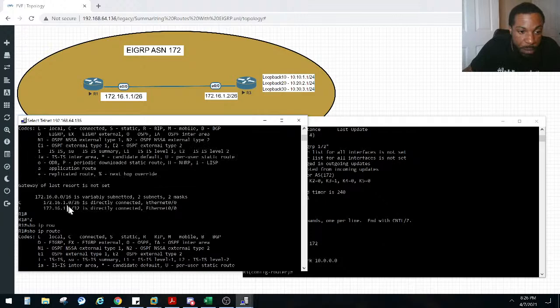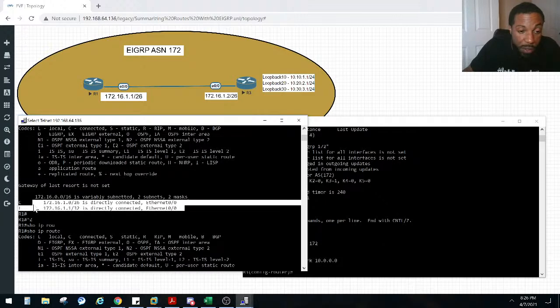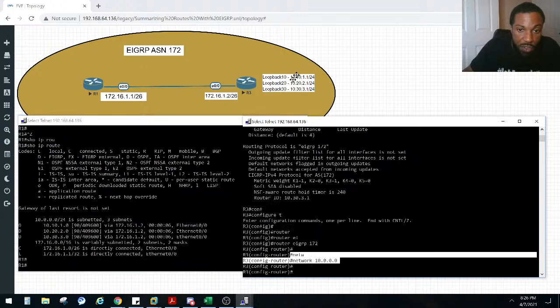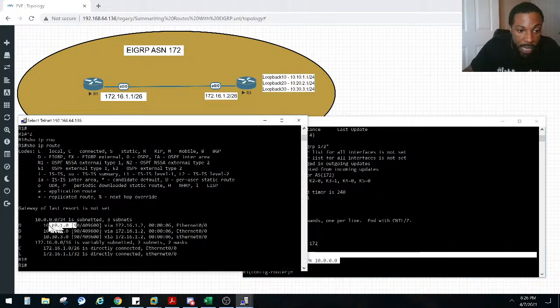Remember how our routing table looked before? We only knew about the 172 network. As soon as we put in this network statement right here, that shared these loopbacks. And that's how we got routes to the 10.10.10.0 network, the 10.20.20.0 network, and the 10.30.30.0 network. And these are all learned by EIGRP, right? The D, right there.